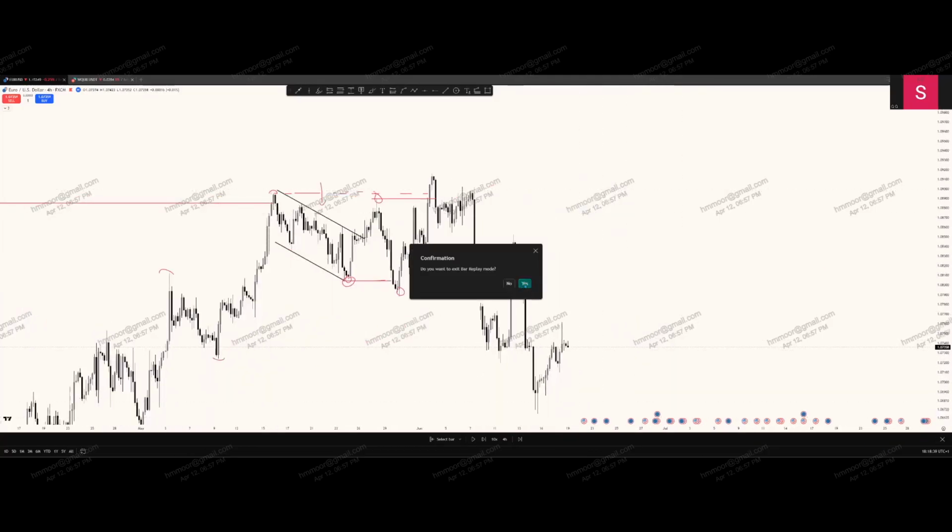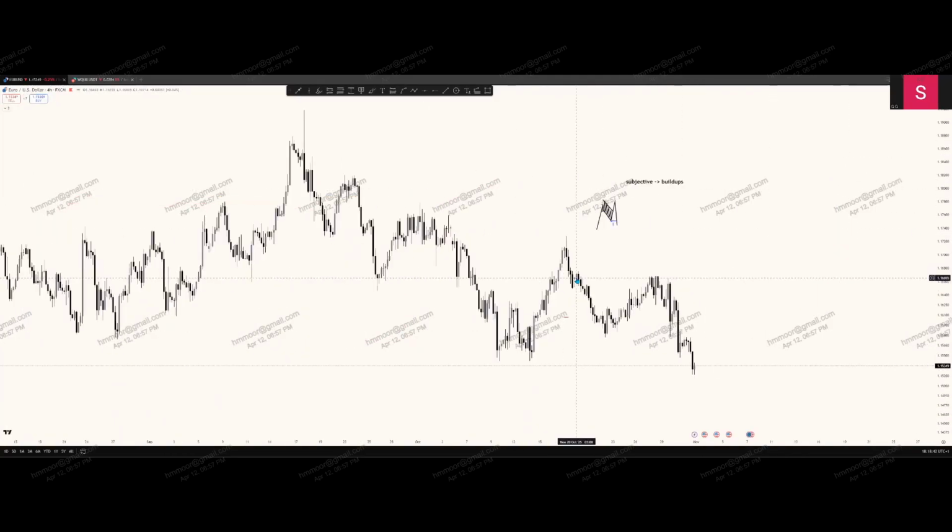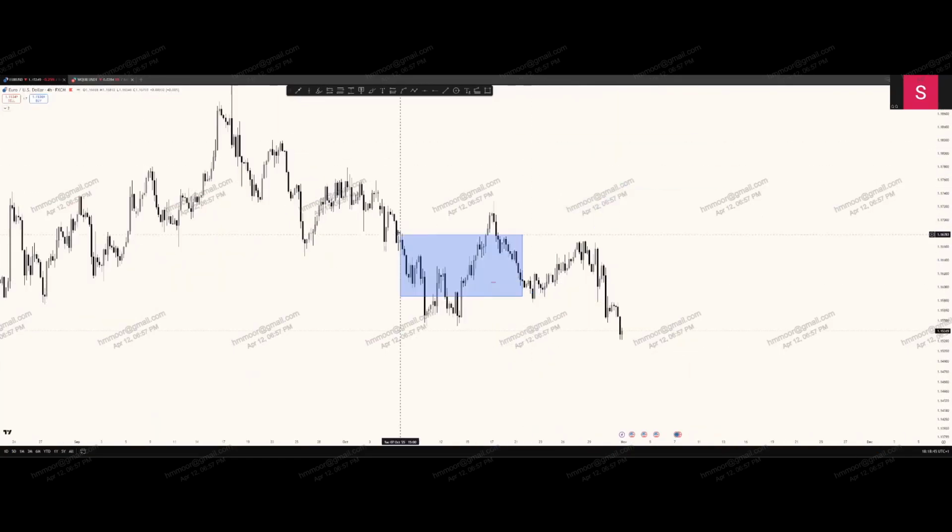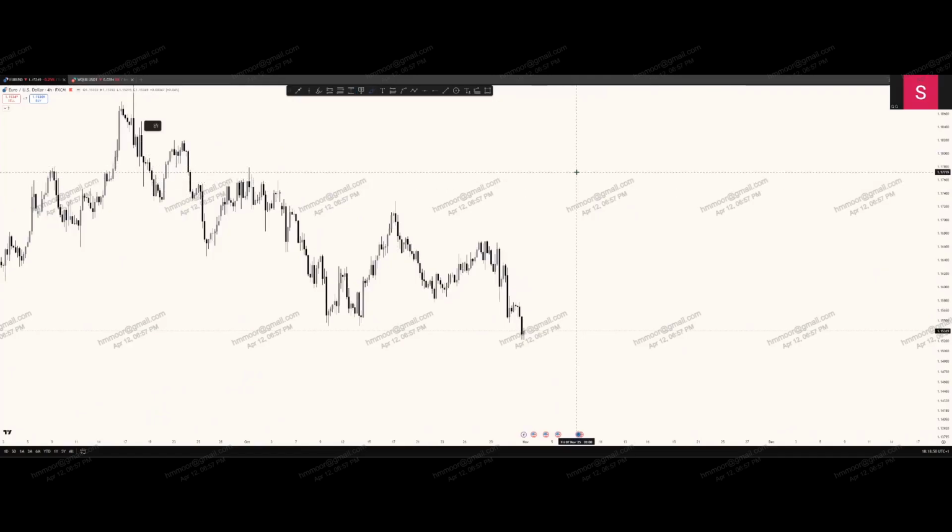Now, let's talk about objective structure and subjective structure again. As I said, subjective structure is mainly for analysis. Objective structure is mainly for entry models. Sometimes objective structure will give you an entry with inducements, but subjective one will not give you an entry model, right? It will not induce.